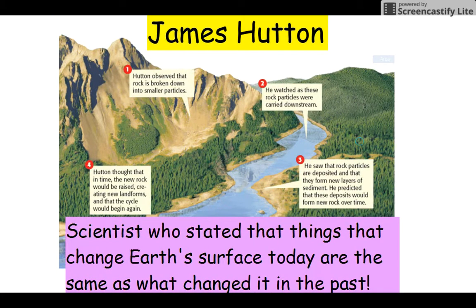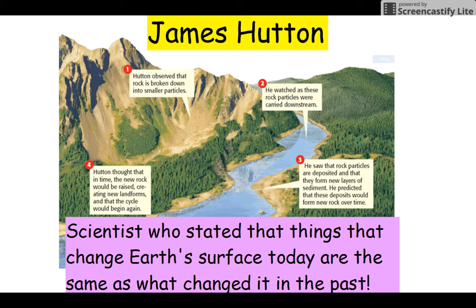James Hutton is a scientist, and this is question 1 on your paper. He is a scientist that stated that things that change Earth's surface today are the same as what changed it in the past. So this goes along with our key concept. He's the one who actually noticed that things are happening basically the same, and there's lots of processes that are occurring, and most of these are actually very slow geologic changes.